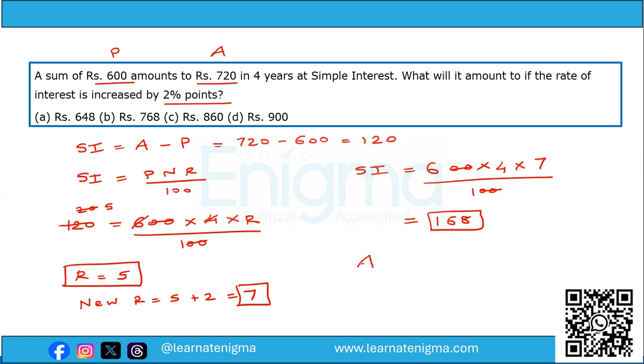Now the question asked is about amount. So amount is principal plus interest. Principal is 600, interest is 168. So the amount becomes 768. That is option B.